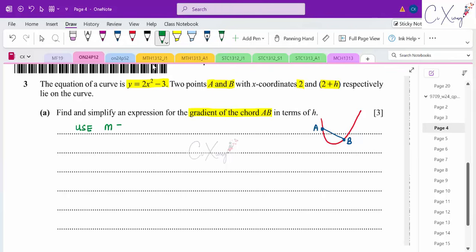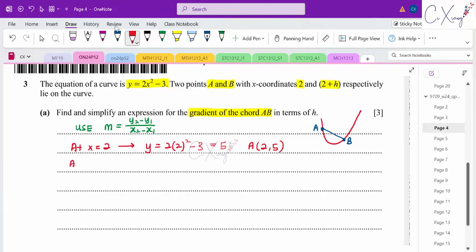To find the gradient, the general formula is y2 minus y1 divided by x2 minus x1. But before that, I need to know what is the y coordinate for both points here. Right? Okay, so at x equals 2, if I want to know the y coordinate, my y coordinate is y equals 2 times 2 squared minus 3. The y coordinate that I get here is 5. And this is my point A, alright? So you know that A is basically (2, 5).